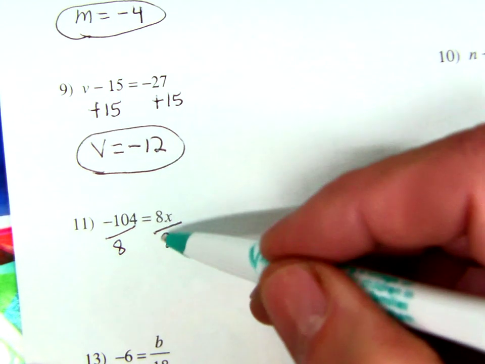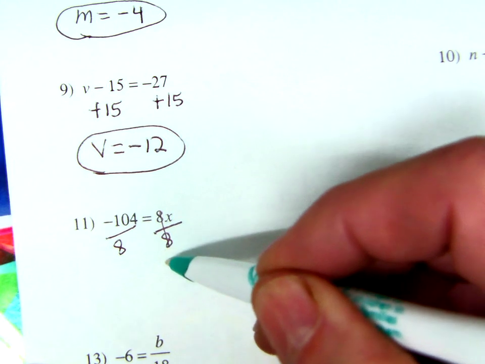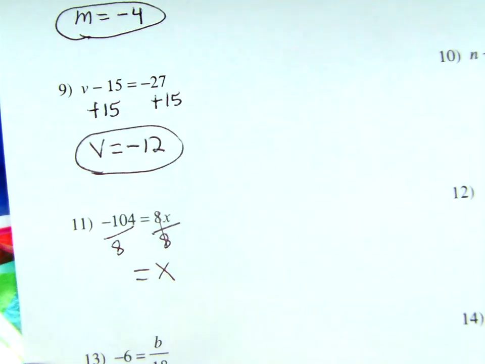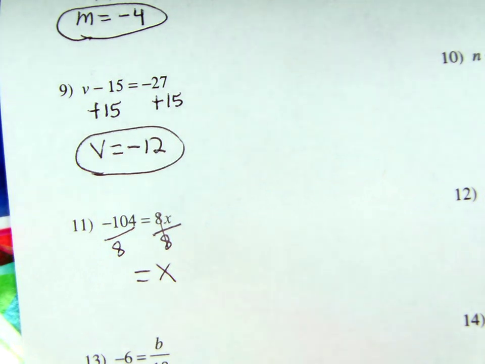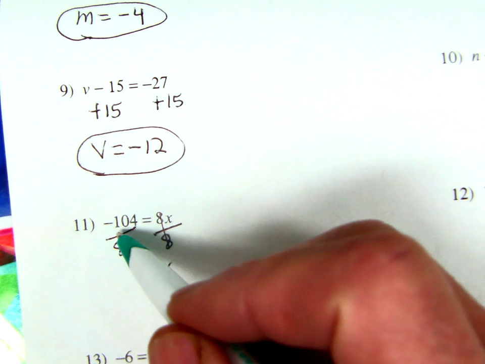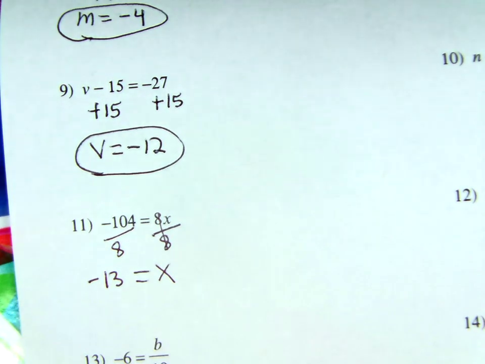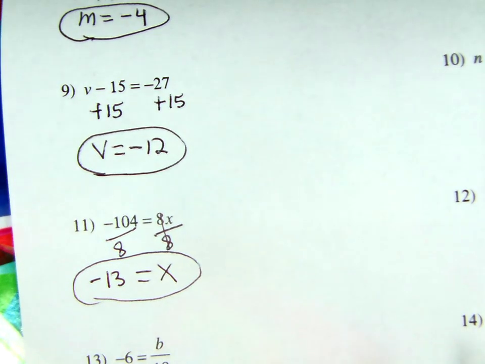When we do that, 8 divided by 8 is 1, and so that result gives us 1x, or just x. And then you use your calculator to do the division on the other side of the equation. 104 divided by 8 is 13. A negative divided by a positive is a negative. So the answer is negative 13. Divide on both sides.